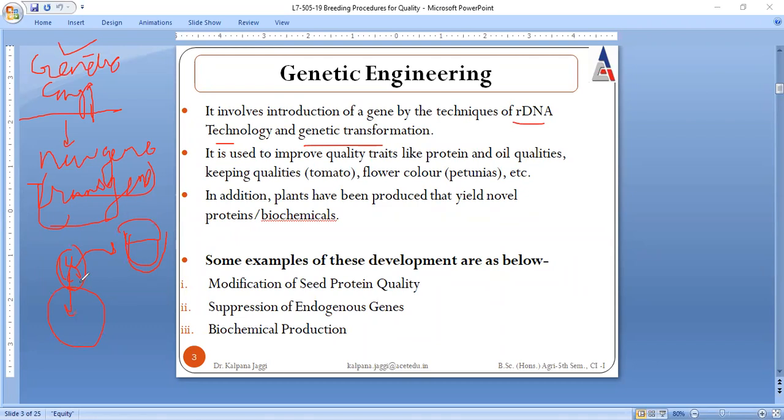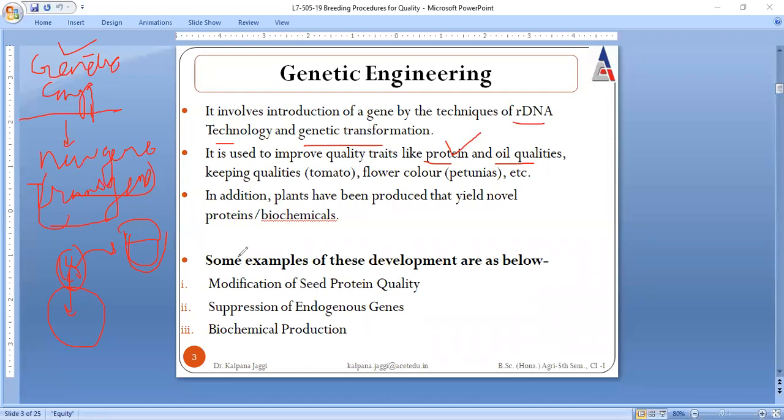Wherever I say new gene, it is a transgene, and the transfer is taking place with the help of technology, which is further composed of two technologies. The very first is recombinant DNA technology, and the other is genetic transformation. Why do we need to use genetic engineering? Obviously because our objective today is to study breeding processes for quality. So we are looking at the improvement of quality traits like protein and oil qualities, but today I will be discussing only proteins.